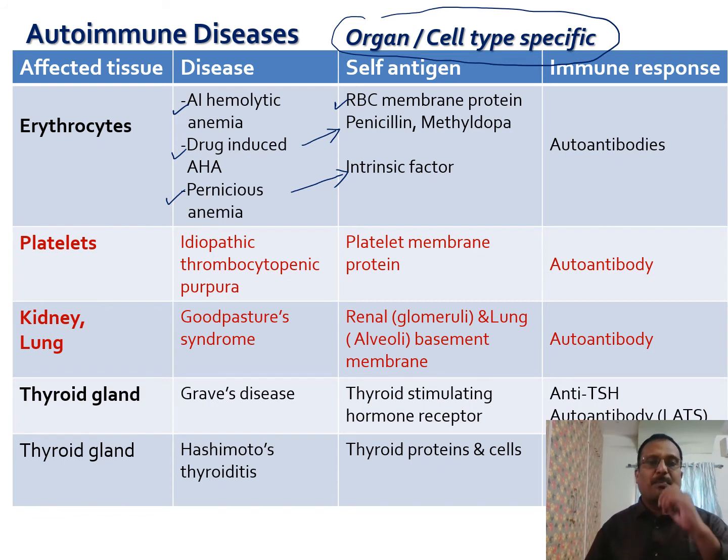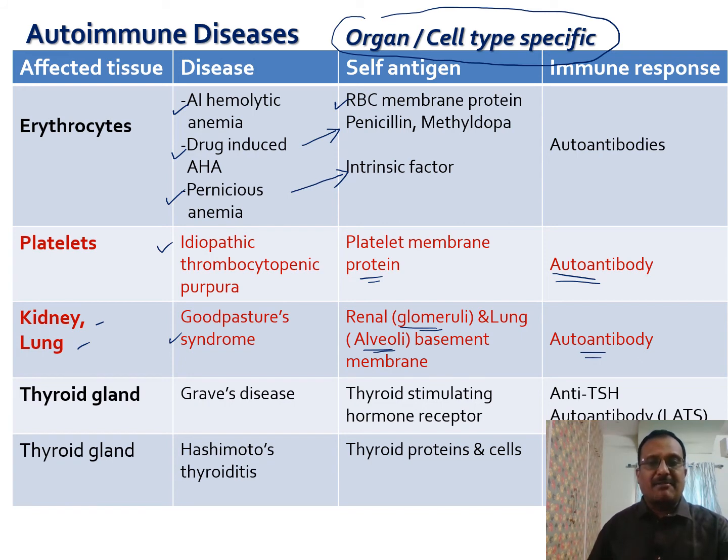Next, in case of platelets, idiopathic thrombocytopenic purpura is the disease where autoantibodies are produced against platelet membrane protein. And next one is Goodpasture syndrome. This disease affects the kidneys and lungs, where the self-reactive T lymphocytes act against the renal glomeruli and the alveolar basement membrane of the lung, and result in the formation of autoantibodies, which damage those particular areas.